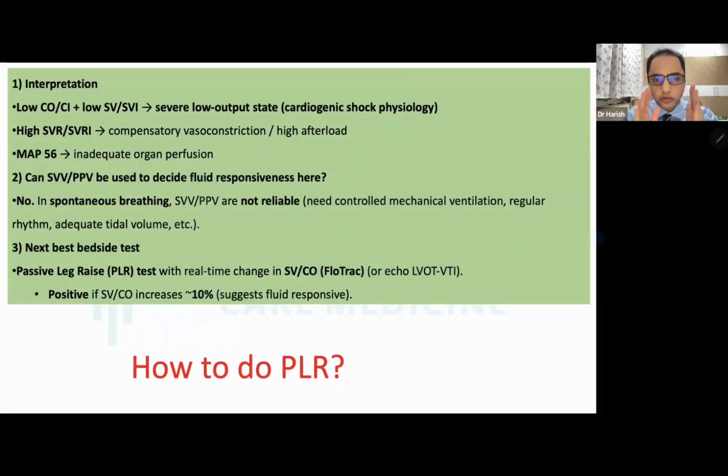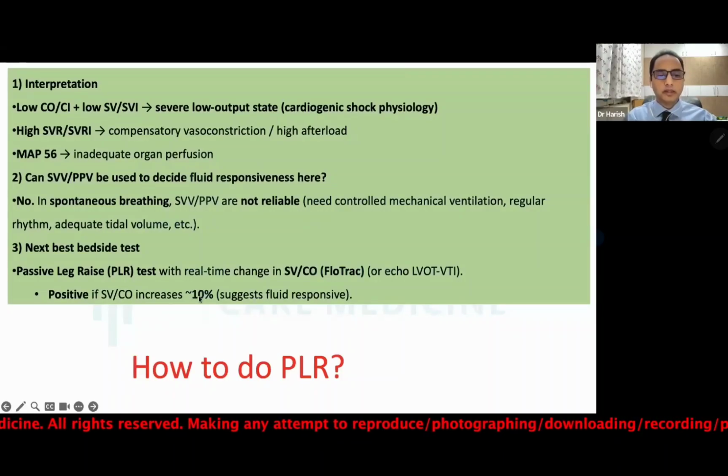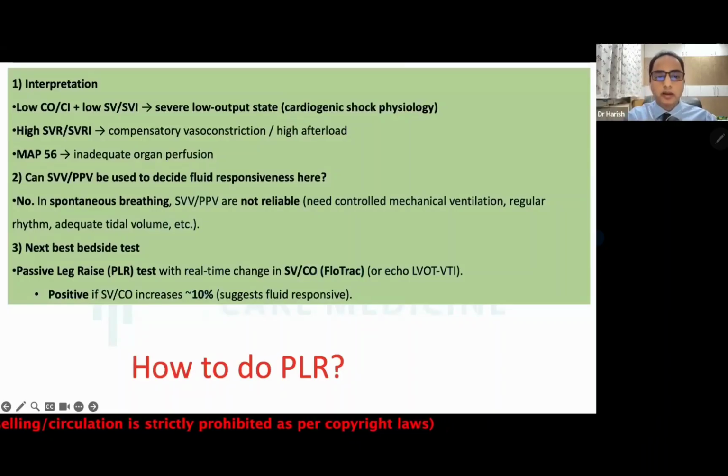Remember, these kinds of questions are the examiner's favorite. Don't think your viva is going to be very straightforward. It can jump to hemodynamic monitoring. So the next bedside test is PLR. With real-time cardiac output, that is FloTrac already there, if there is an increase in stroke volume or cardiac output by more than 10%, it means the patient is fluid responsive. So we need to measure the baseline cardiac output and do the PLR. Then there should be an increase of at least 10%, which suggests fluid responsiveness.